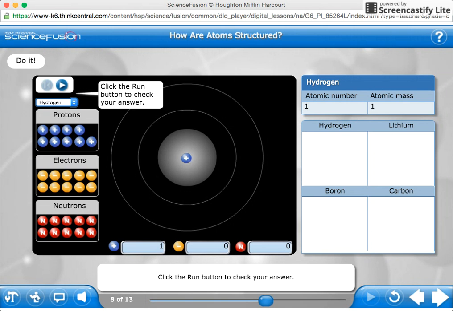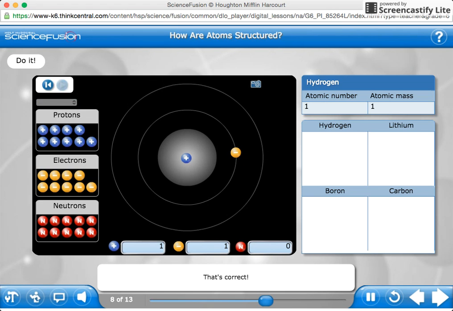Atomic mass is the total number of things in the nucleus, protons and neutrons. So if atomic mass of hydrogen is 1, that tells me there can't be any neutrons in this nucleus. I need 1 negatively charged electron to balance out. Remember, there are equal numbers of positive and negative charges, so equal numbers of protons and electrons in an atom. So I've got 1 proton, atomic number 1, 1 electron to match that 1 proton, and no neutrons because the mass is 1. If I think I'm right, then I'm going to hit play.